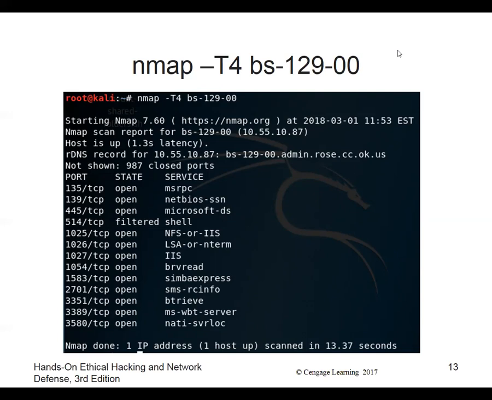Now, if you scanned it from home, you wouldn't be able to see it because it's behind a firewall. But I'm seeing more just because we're internal, and Rose doesn't believe in having firewalls internal to the network, which is stupid, but it's not my say. All right. So that's T4, pretty basic.